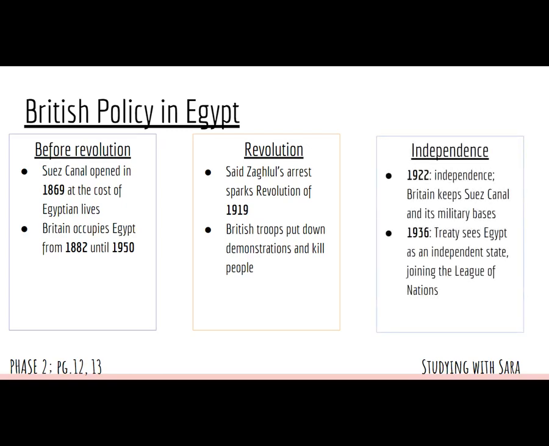In 1922, finally, the Egyptians had independence, though just as in Iraq, Britain kept some sort of power by keeping the Suez Canal and military bases in Egypt. In a 1936 treaty, Egypt was seen as an independent state and finally joined the League of Nations.